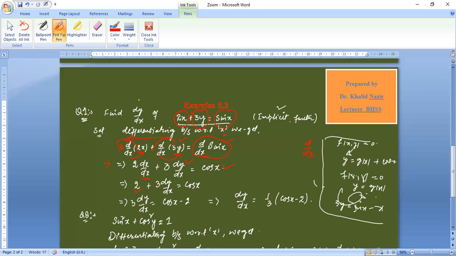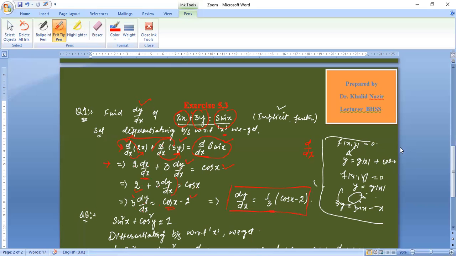Now look at the question. I'm supposed to calculate dy by dx. So simply from this equation, put dy by dx on one side of equality and transfer all the other terms to the other side. See, 3 dy by dx is equal to cos of x minus 2. I have transferred 2 to the other side. Then transfer this 3 to the other side, it will come in the denominator. So I have calculated dy by dx.